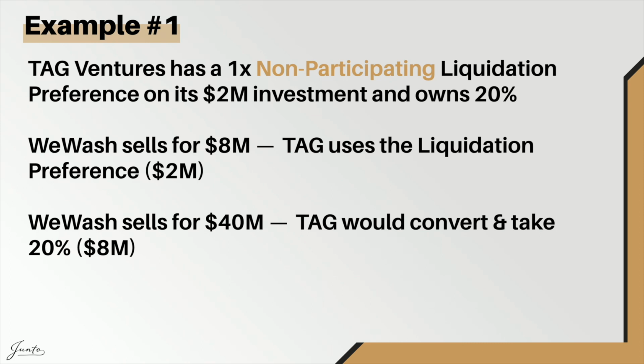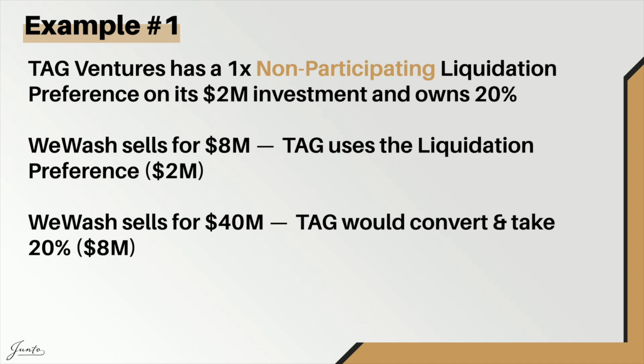So let's take a look at an example here where Tag Ventures has a 1x non-participating liquidation preference, which is the most common, on its $2 million investment and owns 20% of WeWash. Situation number one, WeWash sells for $8 million. In this situation, Tag's not going to want to take 20% of $8 million. It's going to want to take its liquidation preference of $2 million back because it will receive more.